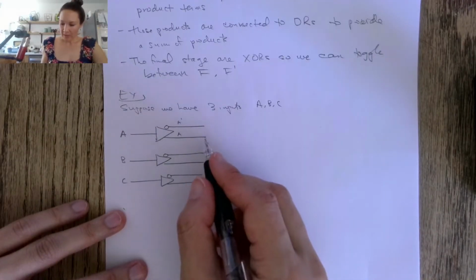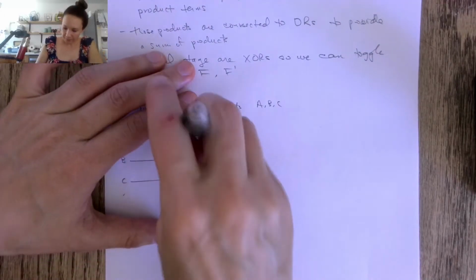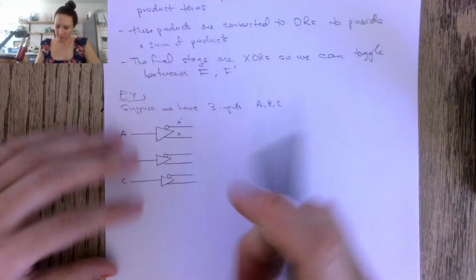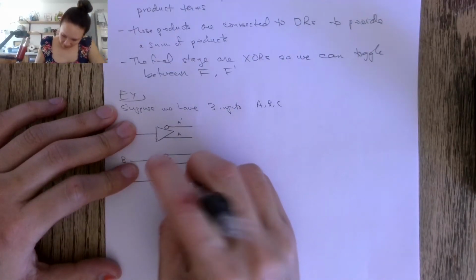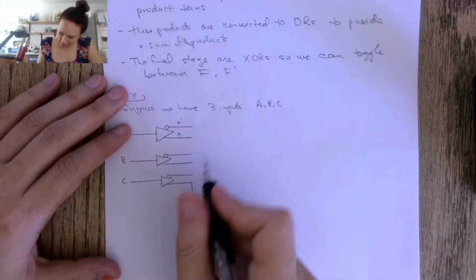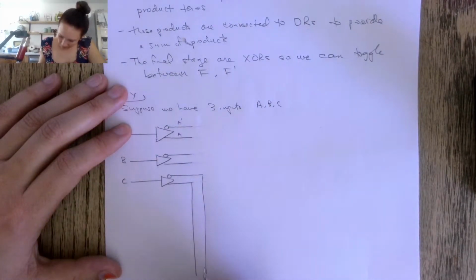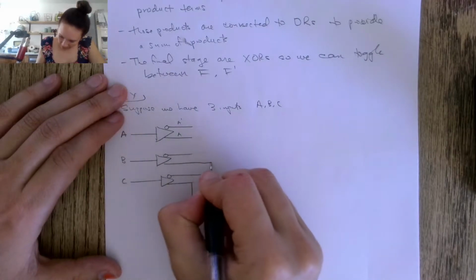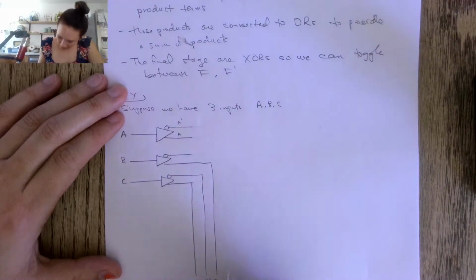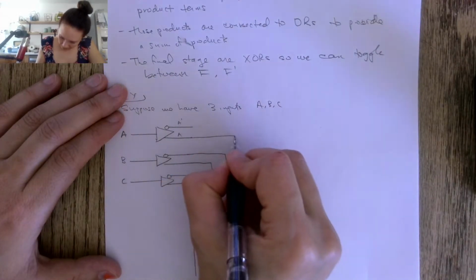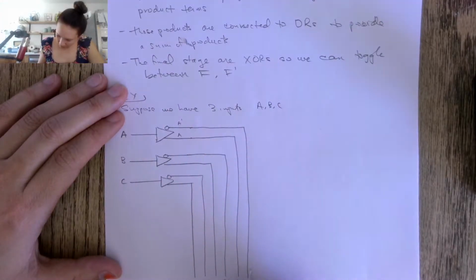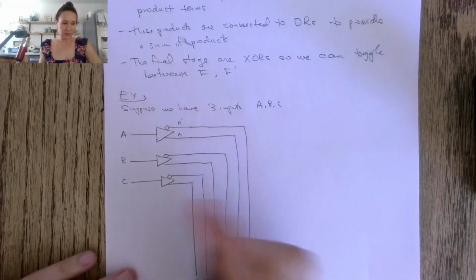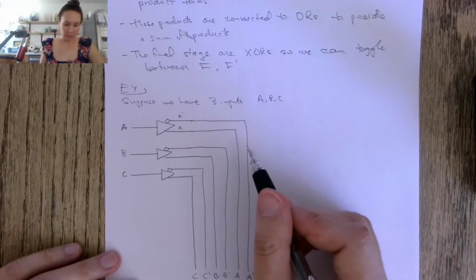Okay, so what happens at this point? Well, the outputs of these guys, let me write them bent down this way. So this guy comes down here. So that's C, and then C naught, and then we're going to need B, and B naught, and we're going to need A, and A naught. Okay, great. So this is like the first level. We have all of our inputs and the complement of our inputs.